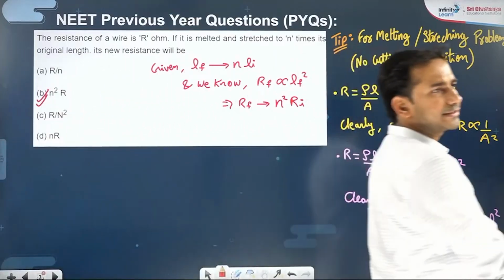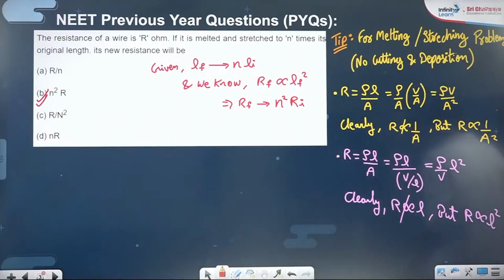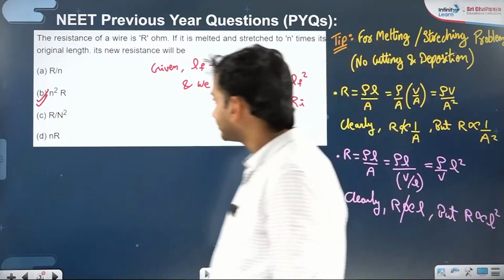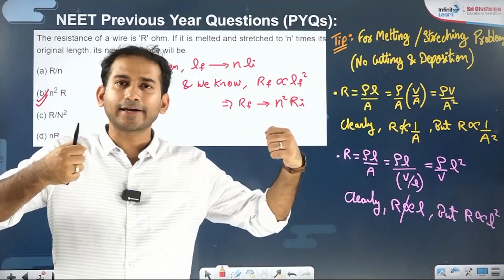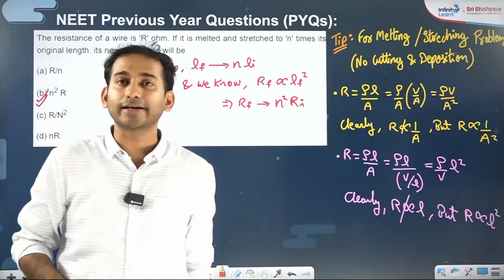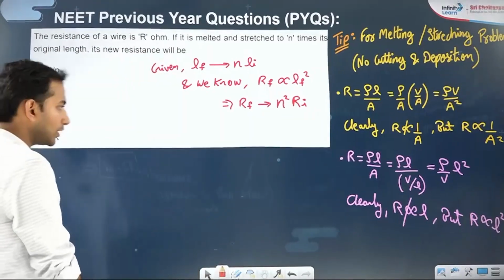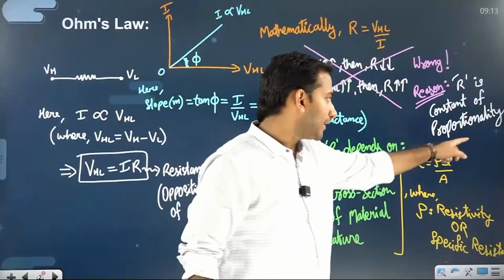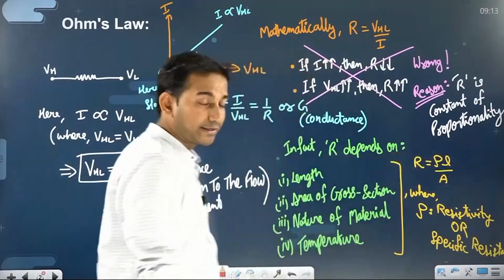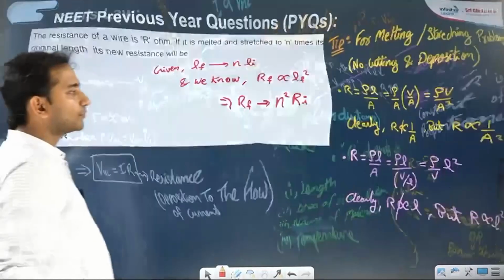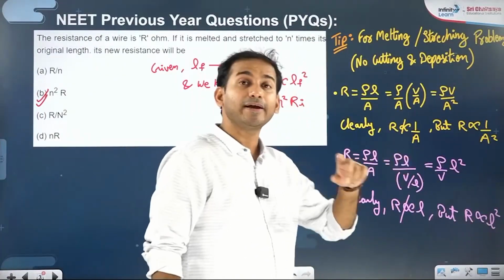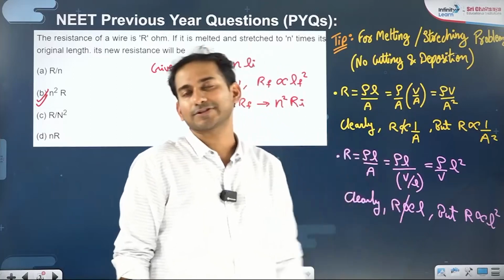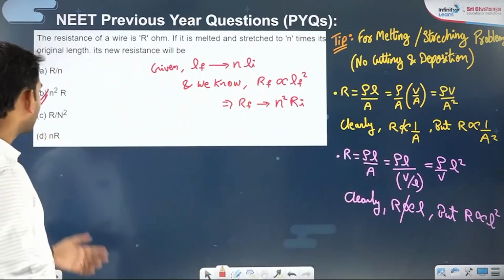Hope everyone is good with it. Option B. Okay. So if you stretch it n times, the length becomes n times. From the previous formula, it seems that if L is made n times, the resistance is also made n times. But from this formula, we can see if length is made n times, the resistance will be made n square times. Right? Hope that is understood.